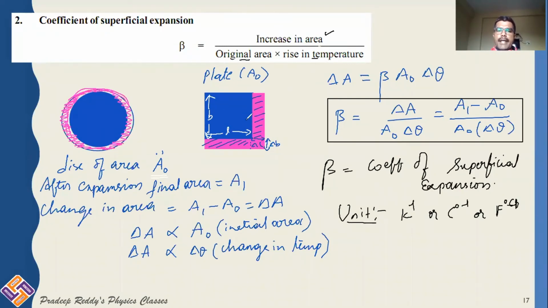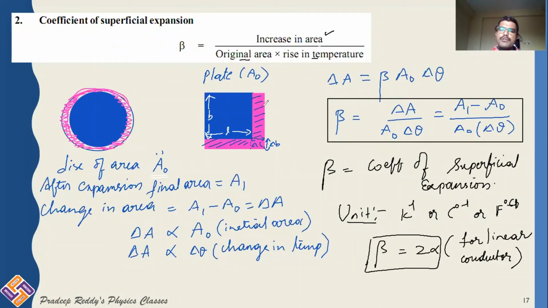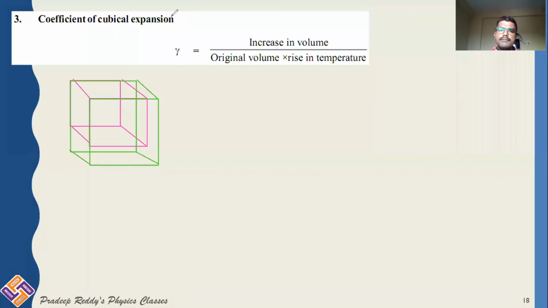If you observe this plate clearly, length is expanding as well as breadth is expanding. So you can simply write beta is equal to twice alpha for a linear conductor. That means if the material has the same properties throughout its area, then however much the length has expanded, the same expansion would be there in breadth also. So in general, you can write beta is equal to 2 times alpha. That's about the coefficient of superficial expansion.